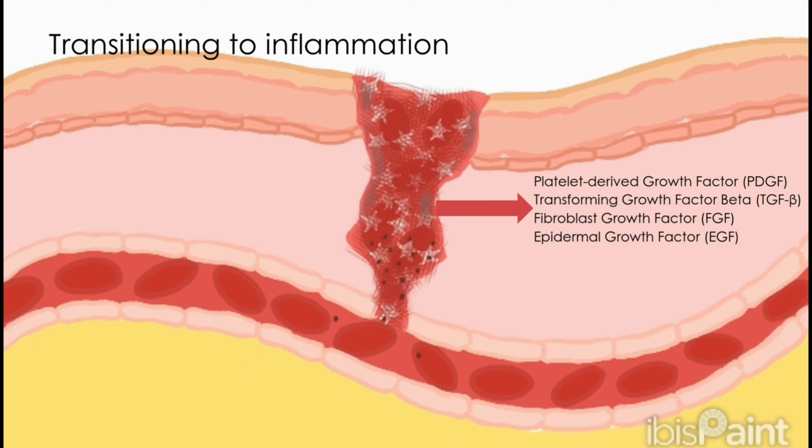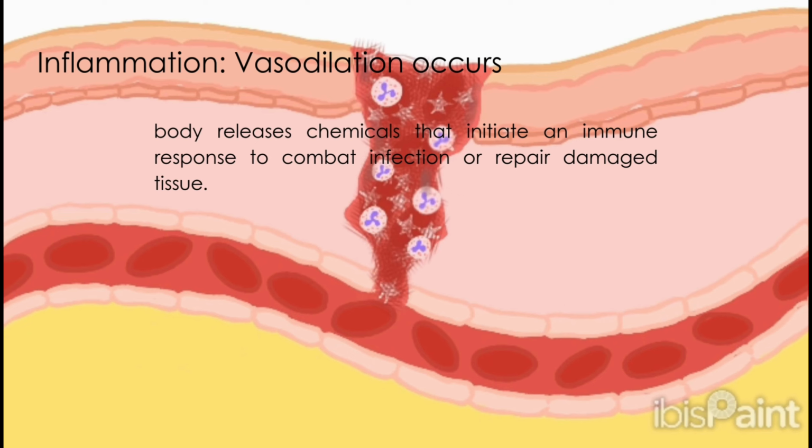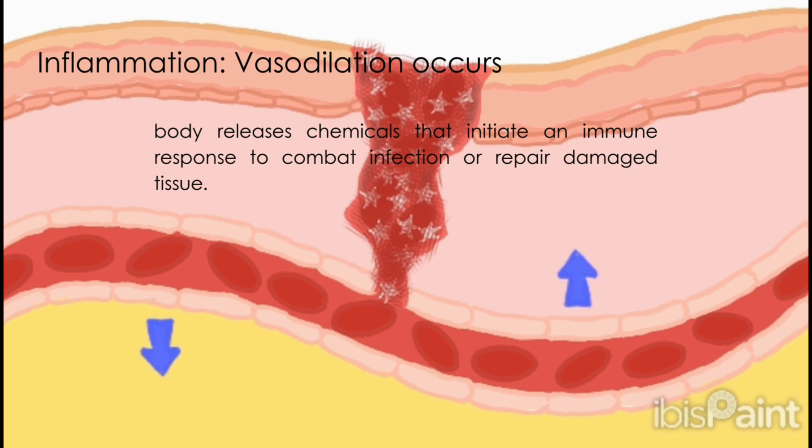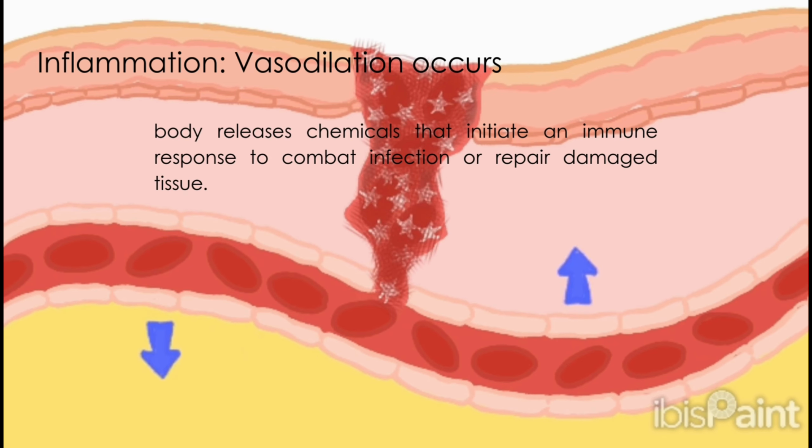The clot and surrounding wound tissue then release mediators like pro-inflammatory cytokines and growth factors such as transforming growth factor beta, platelet-derived growth factor, fibroblast growth factor, and epidermal growth factor. Once bleeding is controlled, the mediators induce vasodilation to allow inflammatory cells to migrate into the wound and promote the inflammatory phase, which is characterized by the sequential infiltration of polymorphonuclear cells, also known as neutrophils, and macrophages.